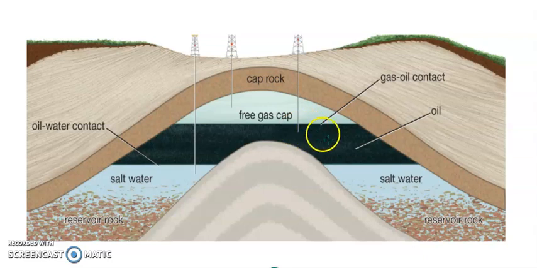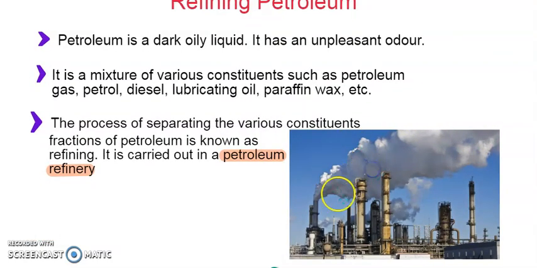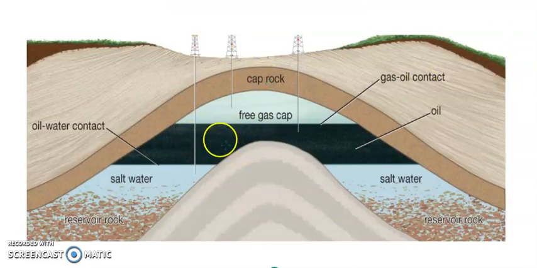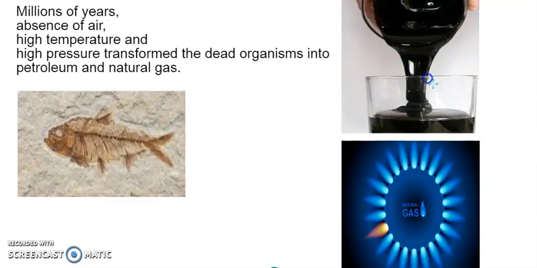Now let's see what happens. This is a refinery, where the petroleum is the dark oily liquid that you can see over here. This dark oily liquid has a very unpleasant odor and it is taken to the refineries. From the petroleum, we get petrol, diesel, paraffin wax, kerosene, etc. These are separated from this black liquid.